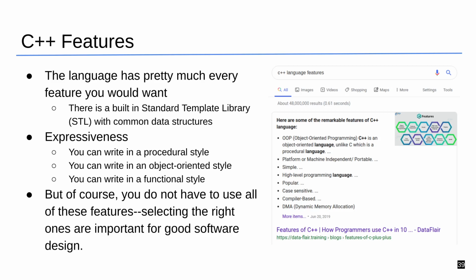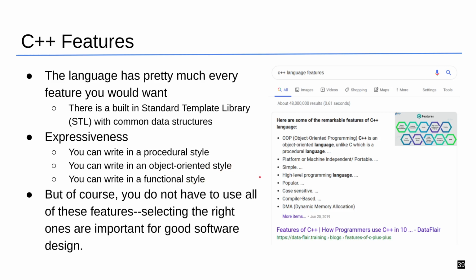Okay, so the language itself has pretty much all the features you'd want. It comes with batteries included, or another way to say that is it comes with a standard template library, which includes all the common data structures that you'd want to use: queues, linked lists, stacks, maps, trees, and so on. It also comes with various algorithms for sorting and so on. The language itself is very expressive. You can write in a procedural style. We're going to do a lot of object-oriented programming, but you can also write in a functional style with lambdas and map-reduce paradigms and these different things.